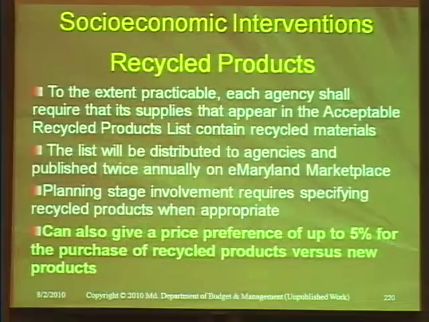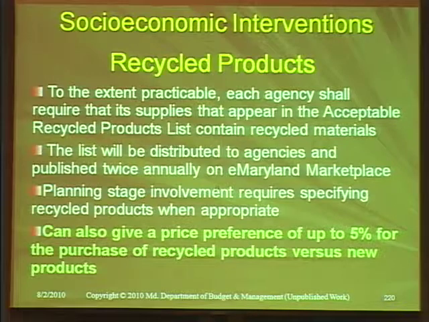Recycled products, again, I don't buy commodities, but recycled to the extent practicable. Each agency shall require that its supplies that appear in the acceptable recycled products list contain recycled materials. And I guess DGS prepares an acceptable recycled products list, is that correct? Okay. The list will be distributed to agencies and published twice annually on eMaryland Marketplace. Planning stage involvement requires specifying recycled products when appropriate. So do it when appropriate and don't do it when not appropriate. Remember, you heard that from me.